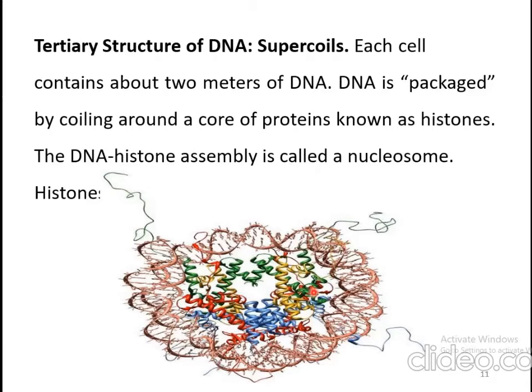You can see, dear students, the tertiary structure of DNA, or the coiled form of DNA, in this picture. The tertiary structure of DNA consists of supercoils. Each cell contains about 2 meters of DNA. Each supercoil consists of nearly 2 meters of DNA coiled and wrapped in the form of wire or coil.